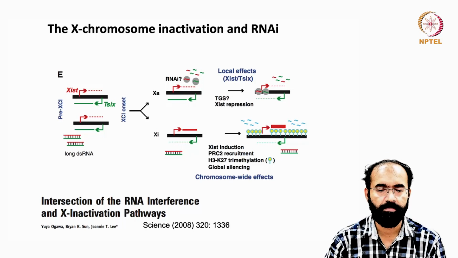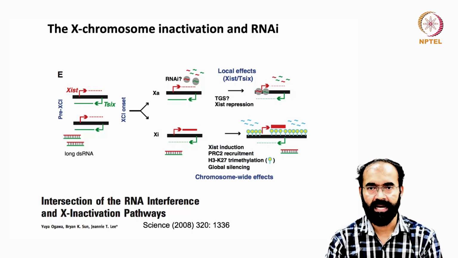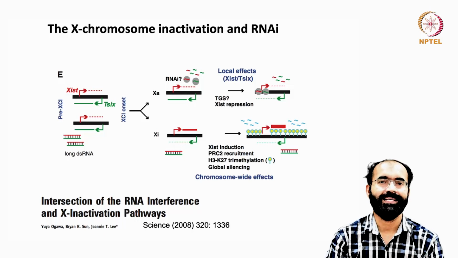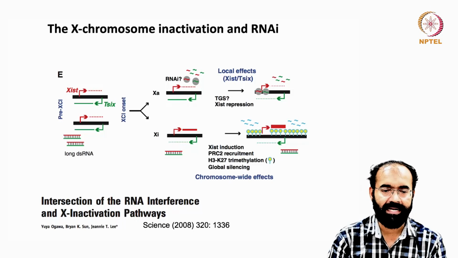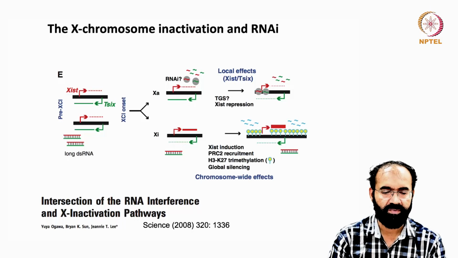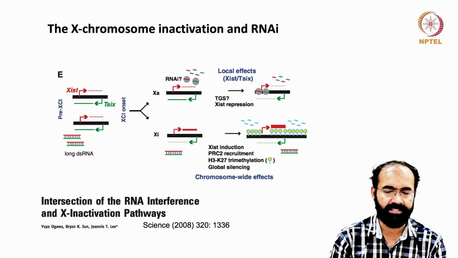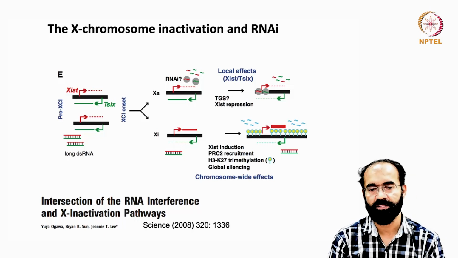So we were here in the previous class on X chromosome inactivation and what is its take on RNAi. So we know Tsix and Xist follow exactly the principle of RNA interference, and let us dissect it out. These details are taken from this paper published in Science, that is, the intersection of RNA interference and X-inactivation pathways.